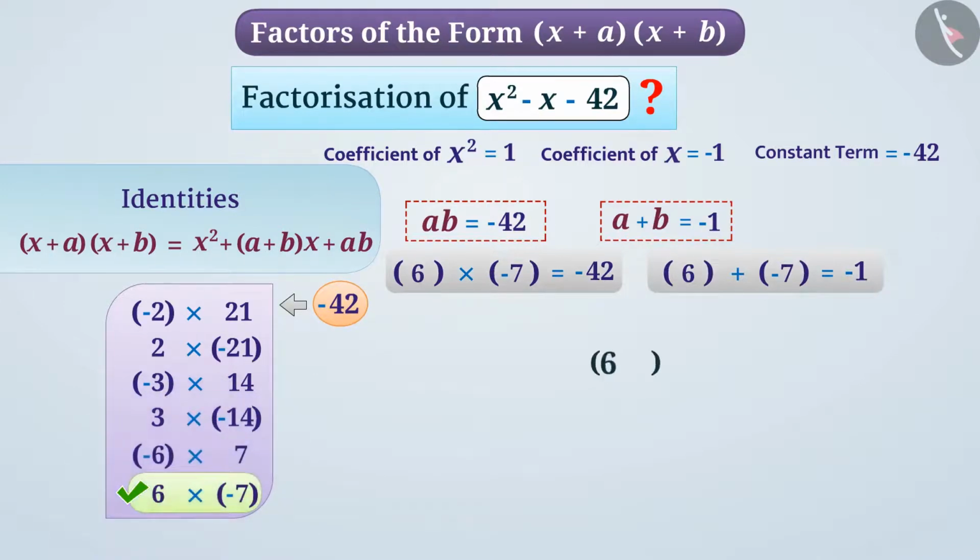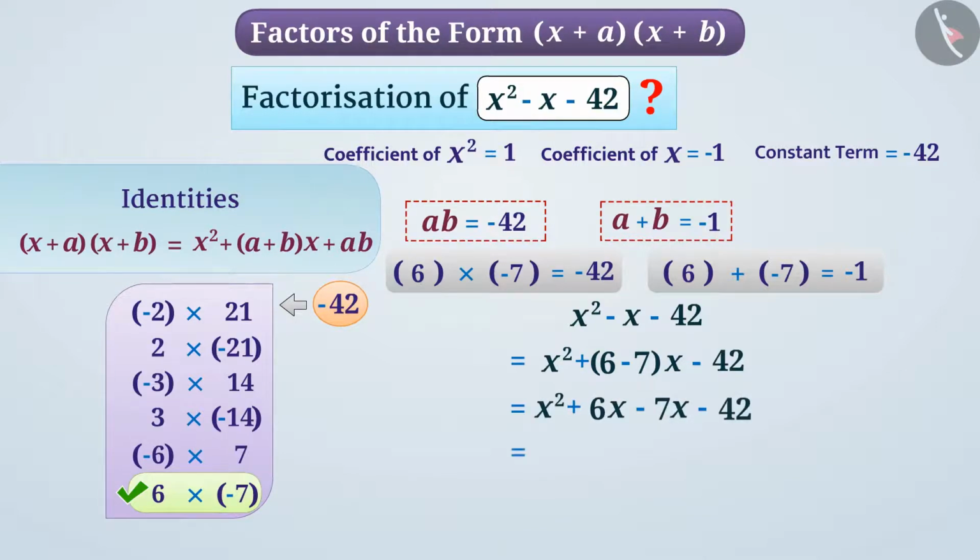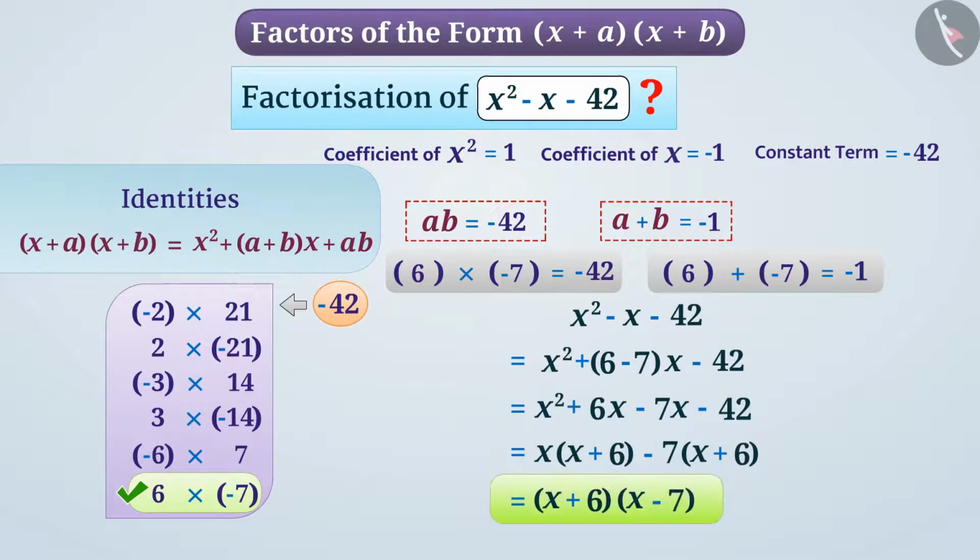Now we can write 6 minus 7 in place of the coefficient of x, that is minus 1, in x square minus x minus 42. Thus we get the expression x square plus 6x minus 7x minus 42, that is x into bracket x plus 6, minus 7 into bracket x plus 6, that is (x plus 6) into bracket (x minus 7). Solving in this way, we get the factorization of x square minus x minus 42 as (x plus 6) into bracket (x minus 7).